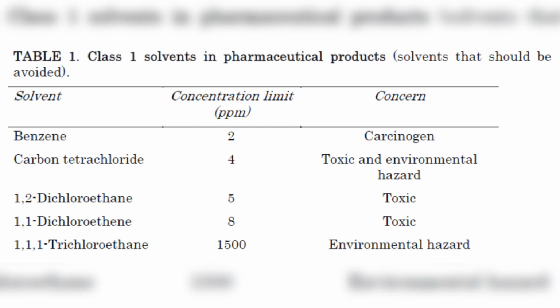ICH Q3C has categorized residual solvents into 3 classes based on their risk assessment. Class 1 solvents to be avoided. These solvents are known to be carcinogenic, mutagenic, or have other severe toxicities. Given the risks they pose, it's recommended that they not be used in the manufacture of drug substances, excipients, and drug products unless their use can be justified and their presence can be limited to acceptable levels. The examples of Class 1 solvents are benzene, carbon tetrachloride, dichloroethane, trichloroethane, etc.